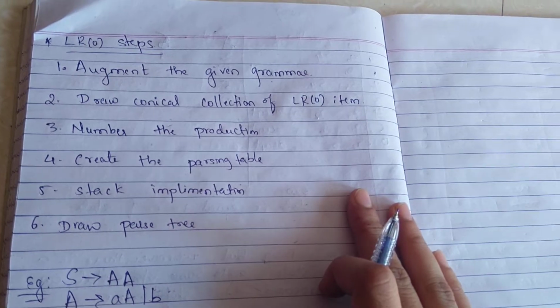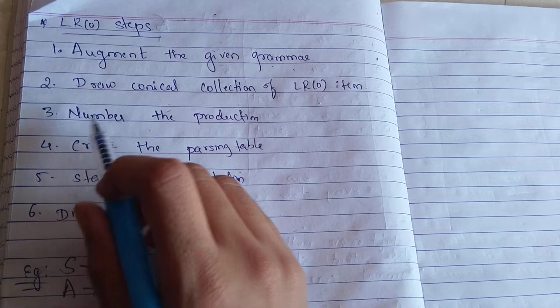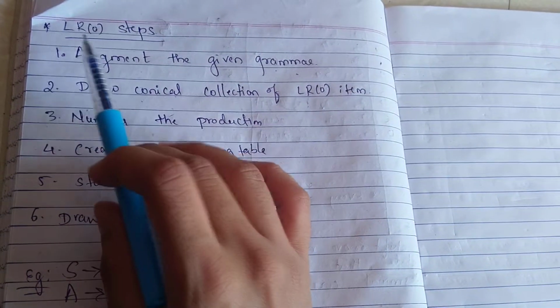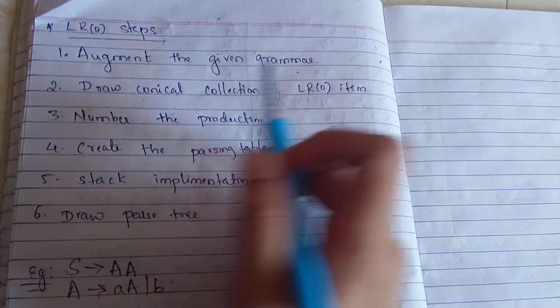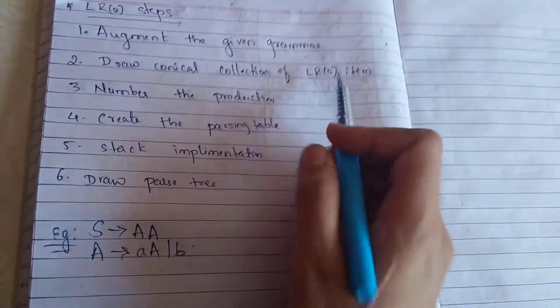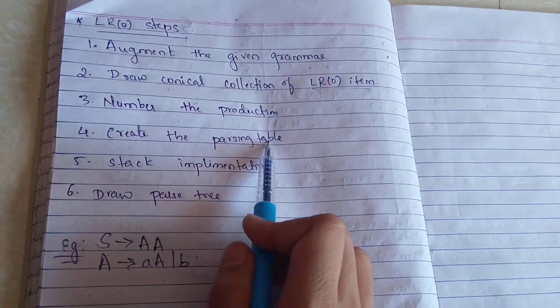We'll start with the LR0 steps. So first step is what? Augment the given grammar. Then second step is draw the canonical collection of LR0 items. Whenever you are creating the LR parse table, there is a must need of canonical collection of LR0 items. Then number the production, third step. Fourth step is create the parsing table.